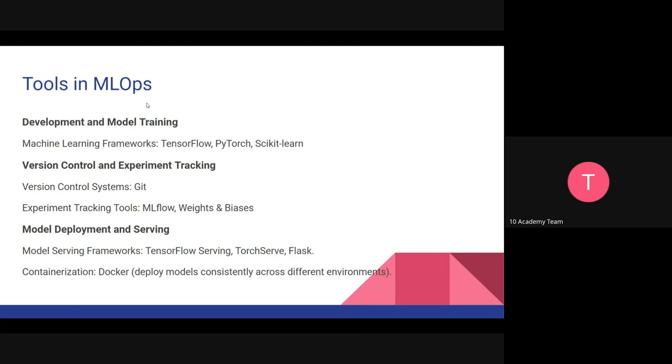In version control and experiment tracking, of course, for the version control system you have Git, this is for the code. But for experiment tracking, you have MLflow, this is a basic example. You also have Weights & Biases. These are maybe more geared to AI, to generative AI models, but you can use either of them.